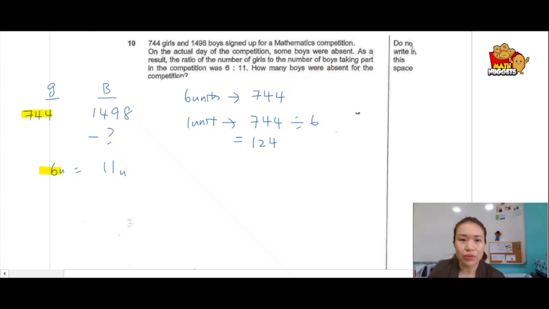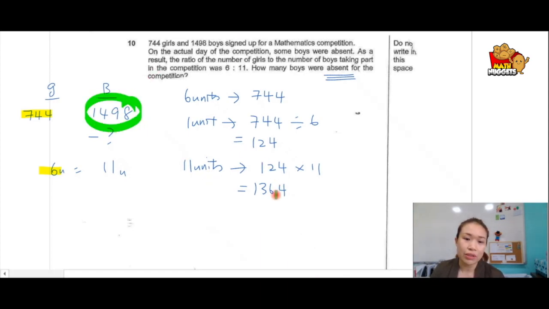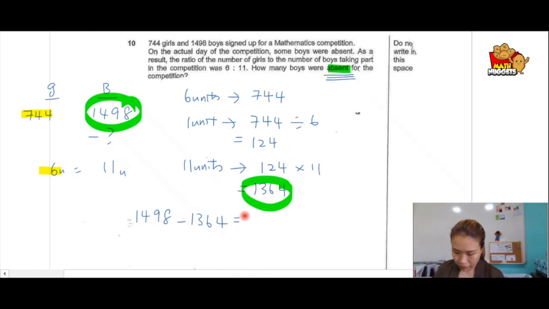How many boys were absent? So the question wants us to find those who did not attend. In order to find that, you just need to find 11 units, which is the boys who attended, right? 1,364 boys attended. However, 1,498 boys signed up, and only this many attended. So how many boys were absent? Just need to subtract. 1,498 minus 1,364. 134 boys were absent.